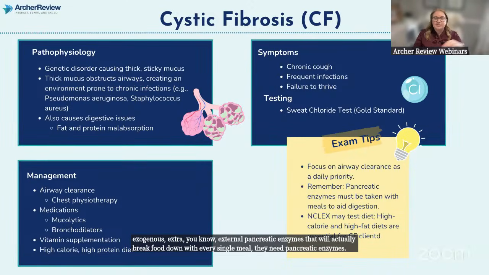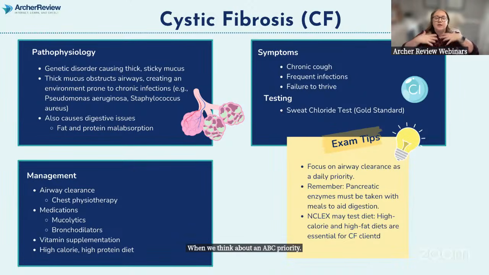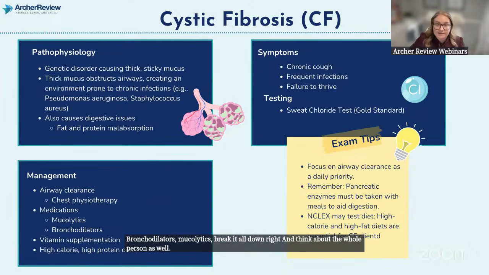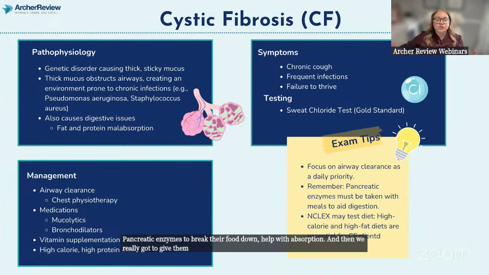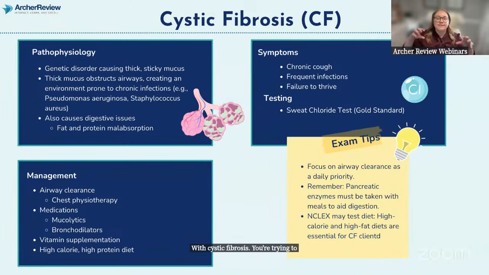When we think about an ABC priority, airway is first, clear that airway. Bronchodilators, mucolytics, break it all down, right? But then think about the whole person as well. Pancreatic enzymes to break their food down, help with absorption, and then we really got to give them a lot of calories so that they can grow. This failure to thrive right here, that is really the big thing that you're long-term addressing with cystic fibrosis. You're trying to give them the nutrition and support they need so they can grow.